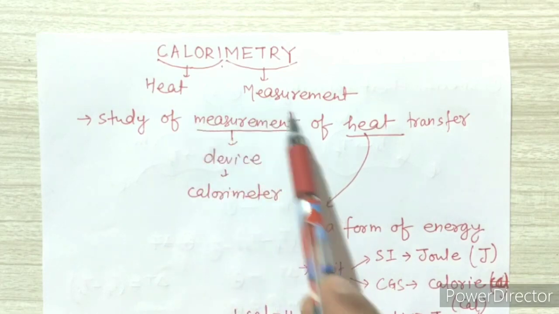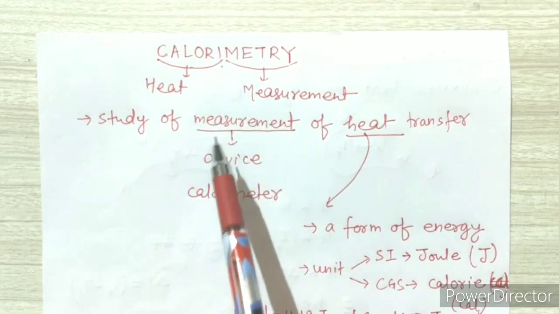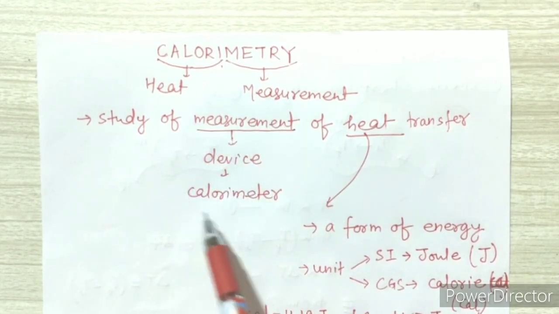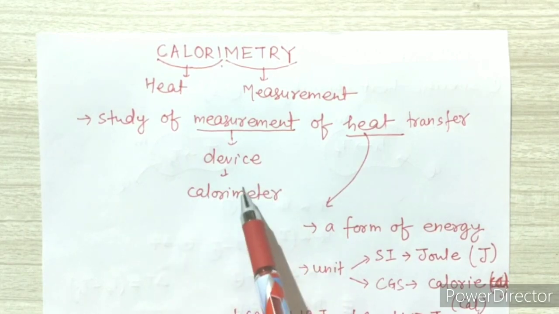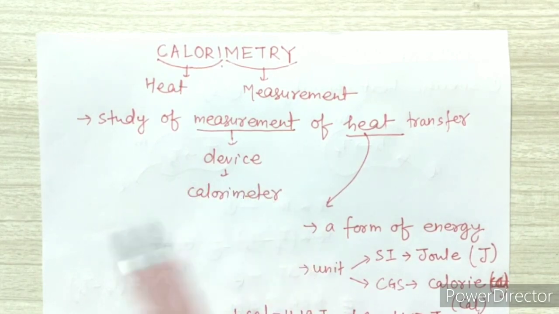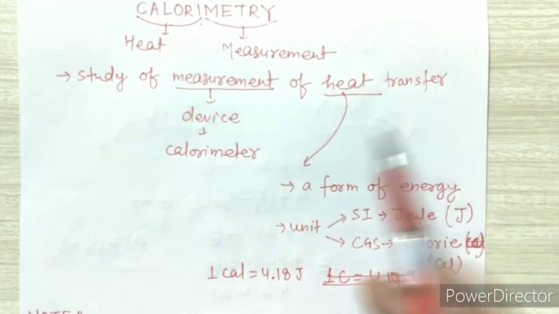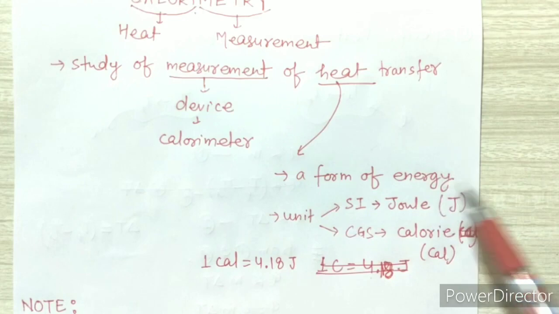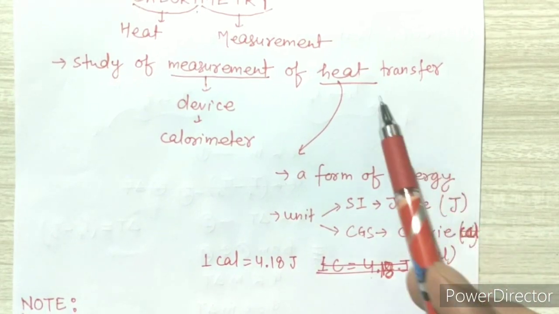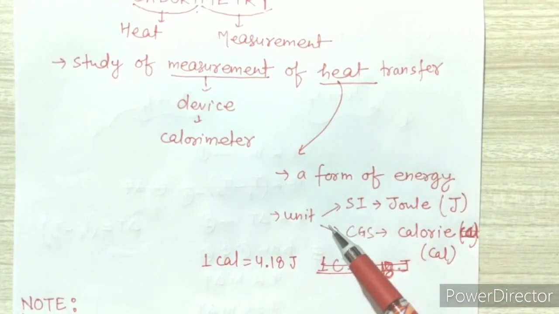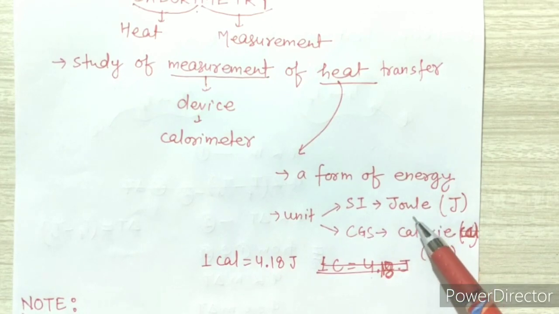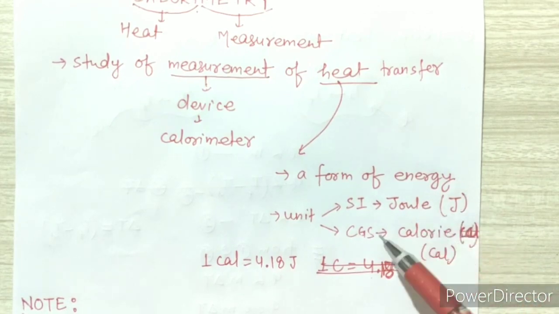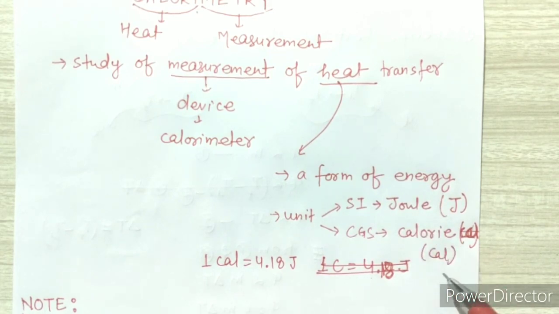And this measurement is done with the help of a device which is known as a calorimeter. We will study about the calorimeter in detail later. Now the term heat, as we all know, heat is a form of energy. If we talk about the unit of heat, then its SI unit is joule. We use the symbol capital J. And the CGS unit of heat is calorie. We use the symbol small cal.